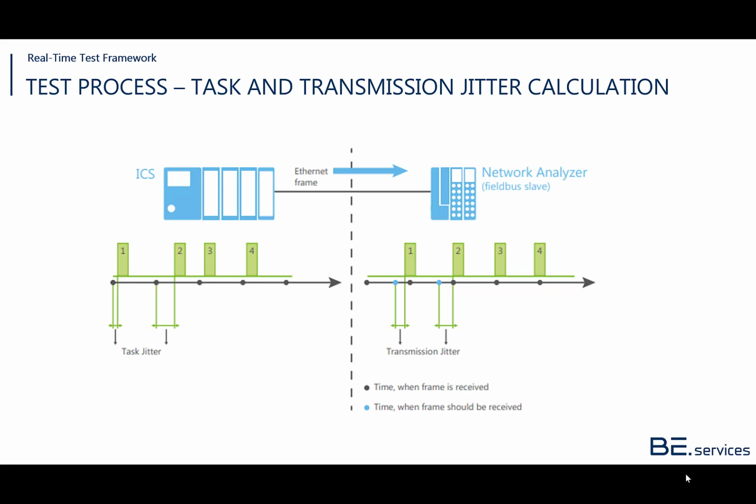The specificity of the network analyzer is that it processes these frames with hard real time, so jitter-free. The ICS then collects the send and receive timestamps and calculates the maximum task jitter and slave receive jitter. The slave receive jitter, which corresponds to the ICS transmission jitter, is a key value for real-time performance of the ICS and indicates the stability of the frame transmission.